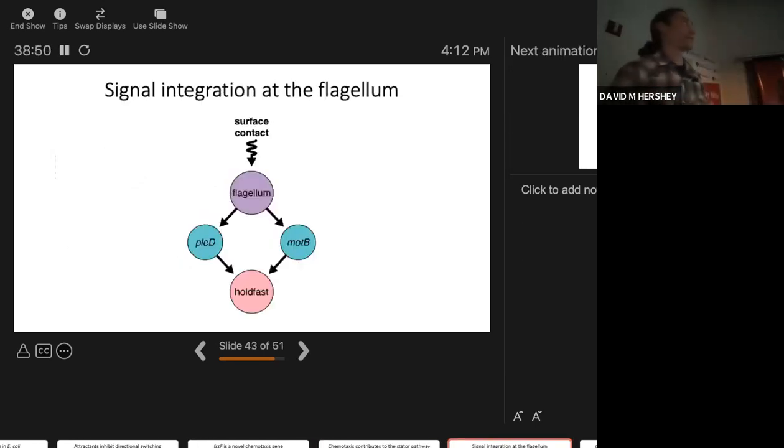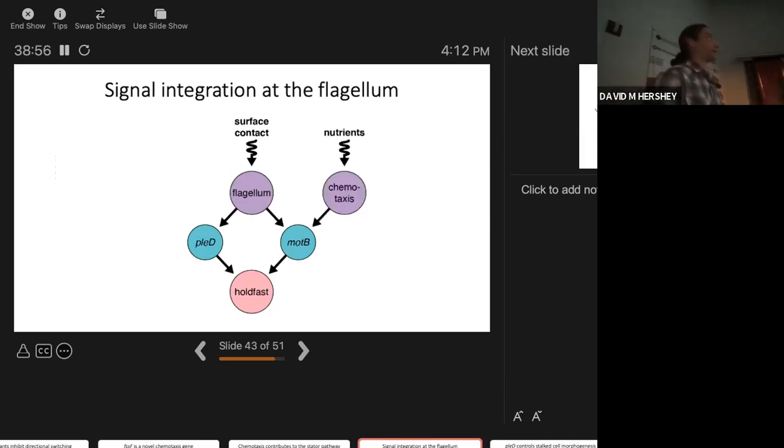So taking this back to this model of how this surface contact sensitive system works, we think that the chemotaxis system is integrated into this response. And so on the surface, that seems sort of not surprising because both of these systems, flagellar rotation and chemotaxis, target the flagellar motor. But the reason that I'm drawing it in this way is I want to point out the fact that we now have an entirely different sensory perception system here, right?